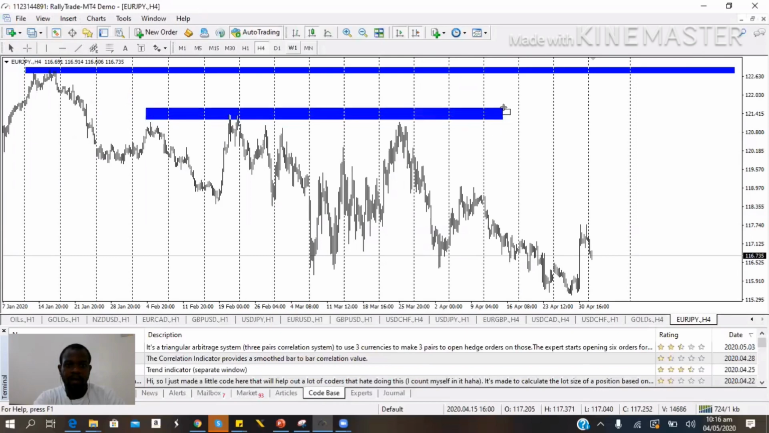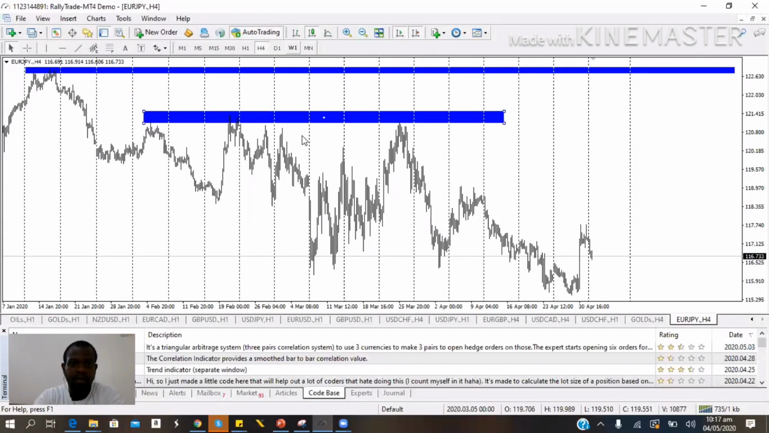If you see, this zone has been respected about 3 times. First was at this point, price came here, and it went all the way down. The next time it came, it went all the way down, and then a third time price came down.